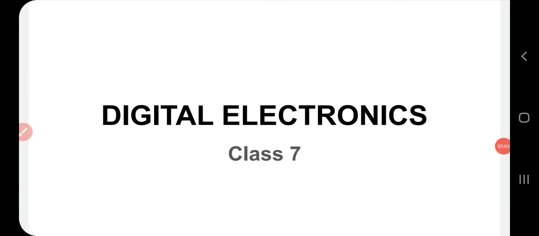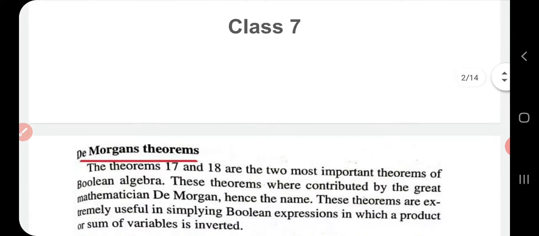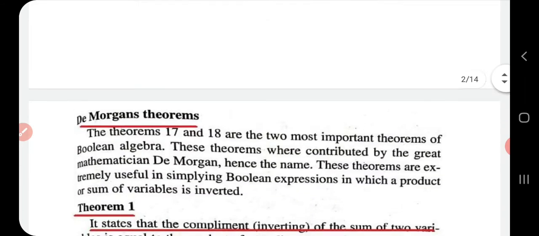Good morning. Now, this is class 7 of our module Digital Electronics. Today we will learn about De Morgan's theorem.